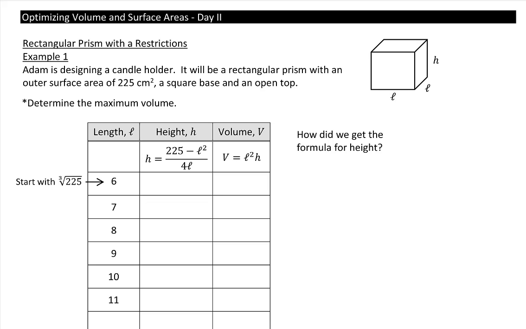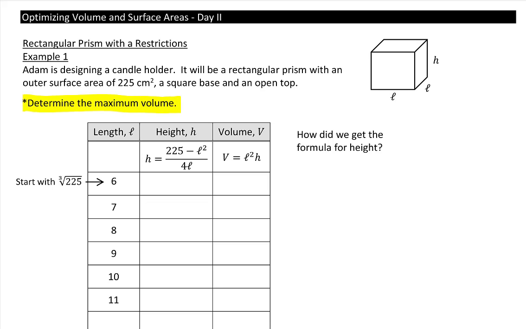We're going to continue taking a look at optimizing volume and surface areas. For our first example, we're going to include a restriction. So Adam is designing a candle holder. It'll be a rectangular prism with an outer surface area of 225 centimeters squared, a square base, and an open top. We're going to look for the maximum volume.